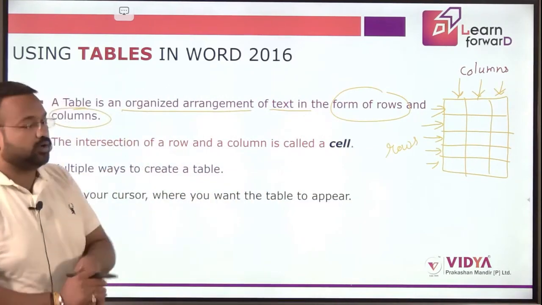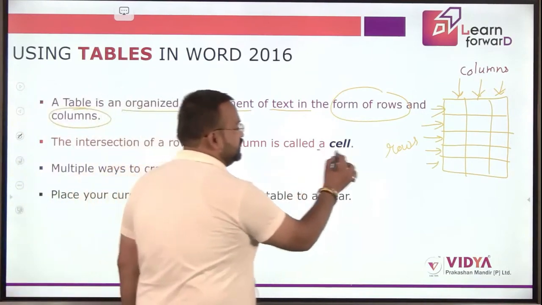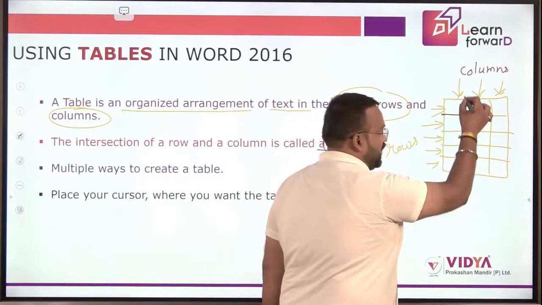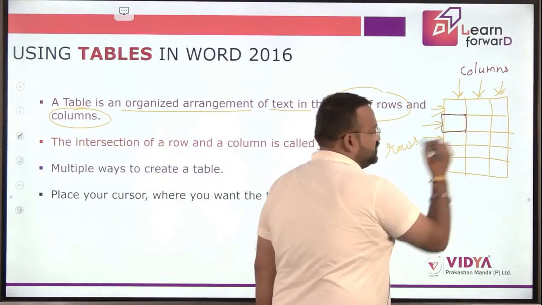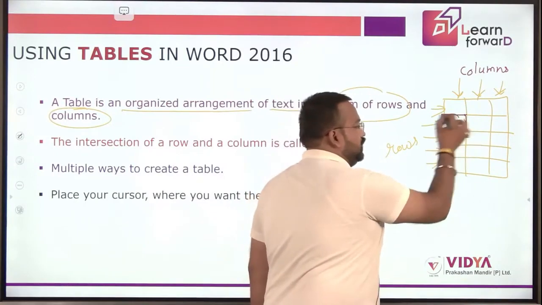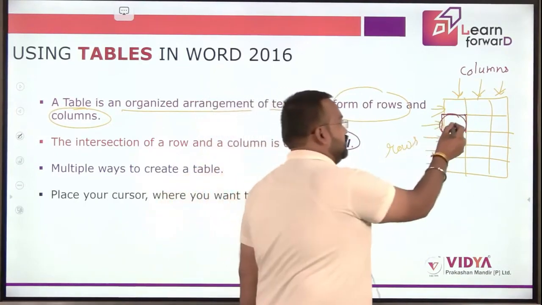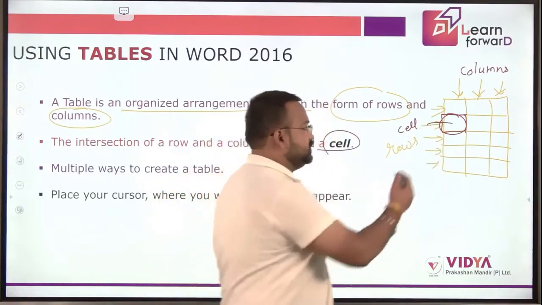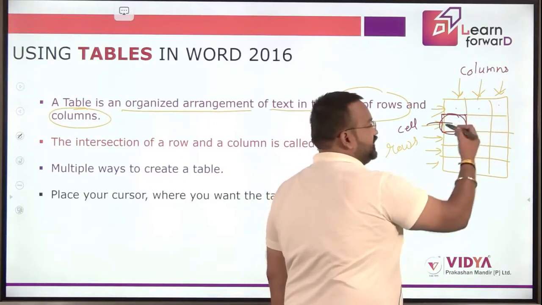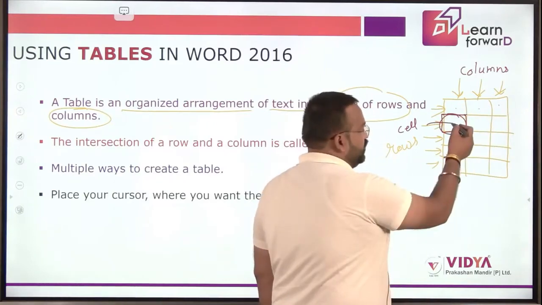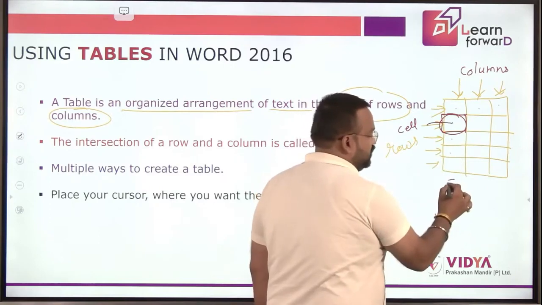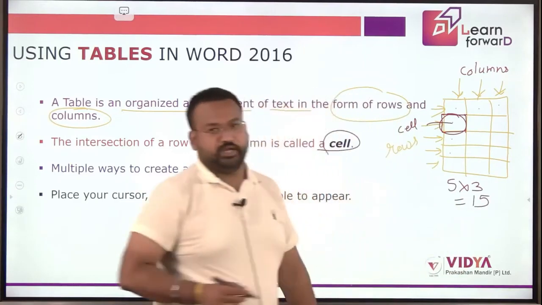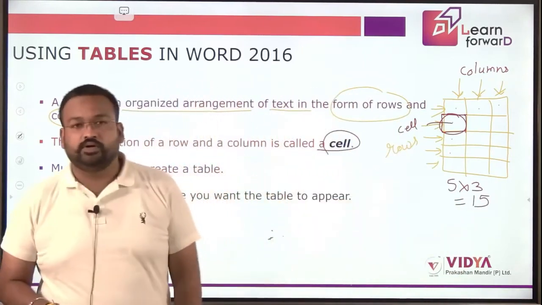The intersection of a row and a column is called a cell. So what we are talking about is when a row and a column meet, we can imagine this one, this particular box is called a cell. Similarly, if we look into this table, how many cells are there? 1, 2, 3, that is, we have 3 columns, and how many rows are there? 5 rows. So the total number of cells would be 5 into 3, that means 15. So this table consists of 15 cells.